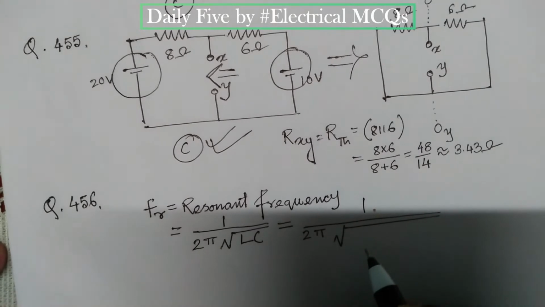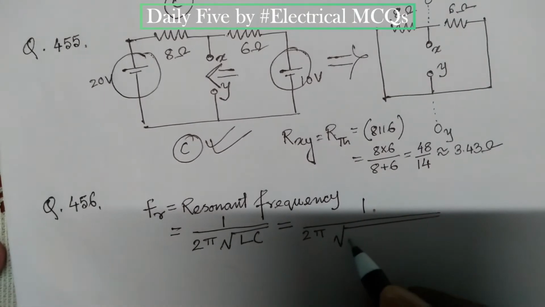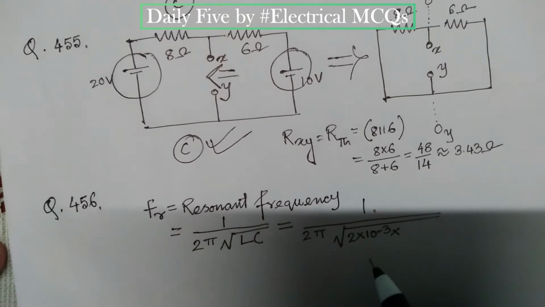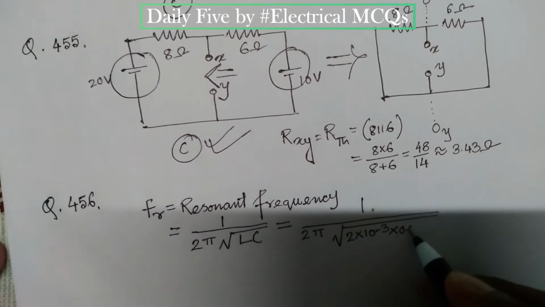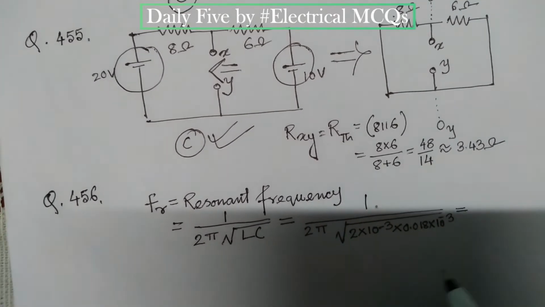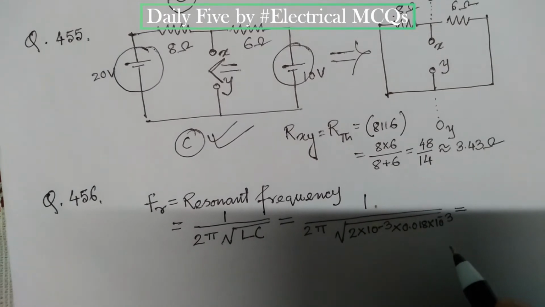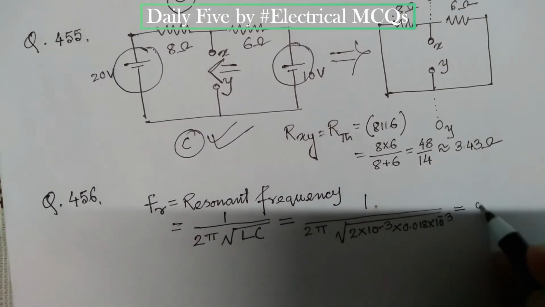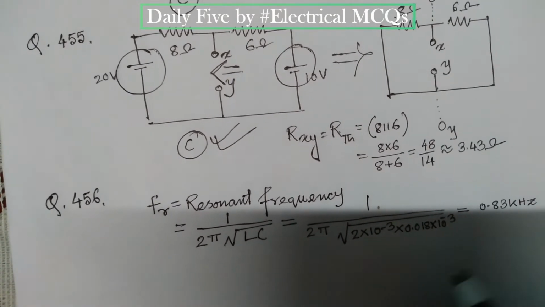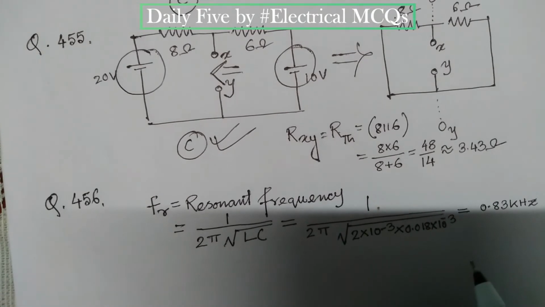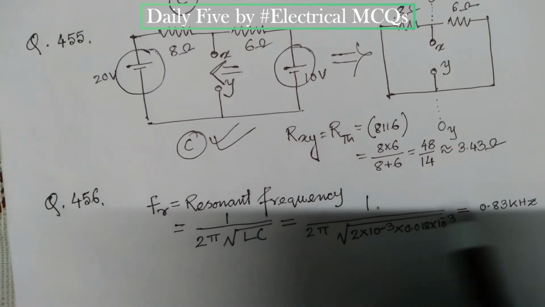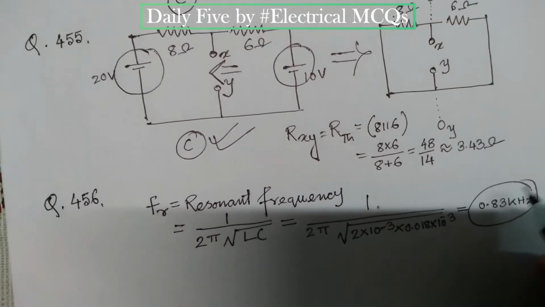The value of L is given to be 2 millihenry and the value of capacitance is given to be 0.018 millifarad. So this will give us a value of approximately 0.83 kilohertz. But basically all the options given here are not matching our calculations. Okay, so basically the options are wrong here. Our answer will be this.